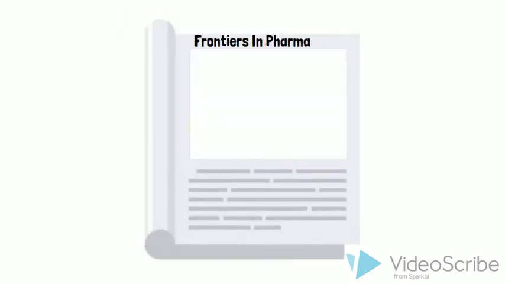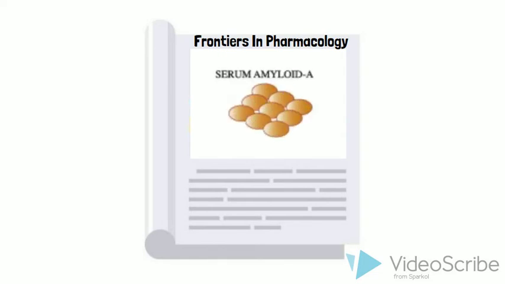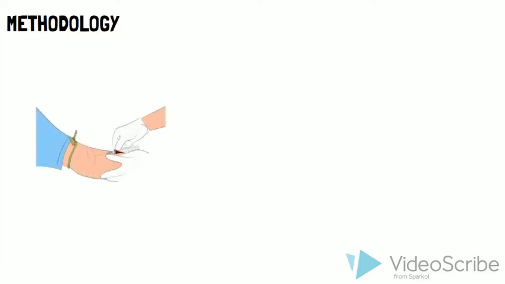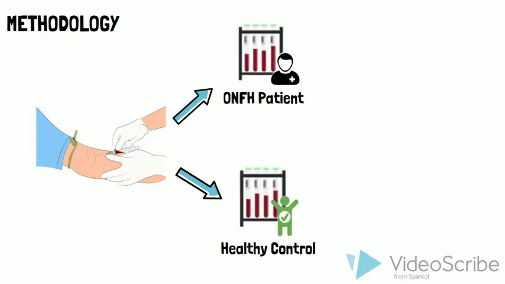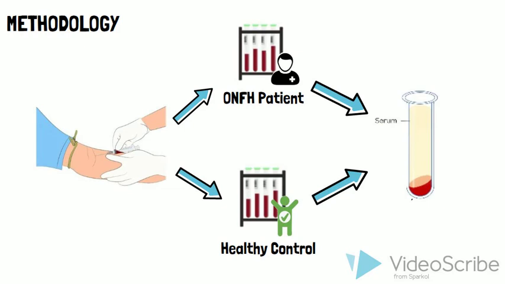In a study published in Frontiers in Pharmacology, researchers explored the role of serum amyloid A in bone metabolism to enrich research on the mechanisms of ONFH. To investigate the effect of serum amyloid A on the serum of ONFH patients, the blood of ONFH patients and healthy controls was obtained and their sera was isolated.